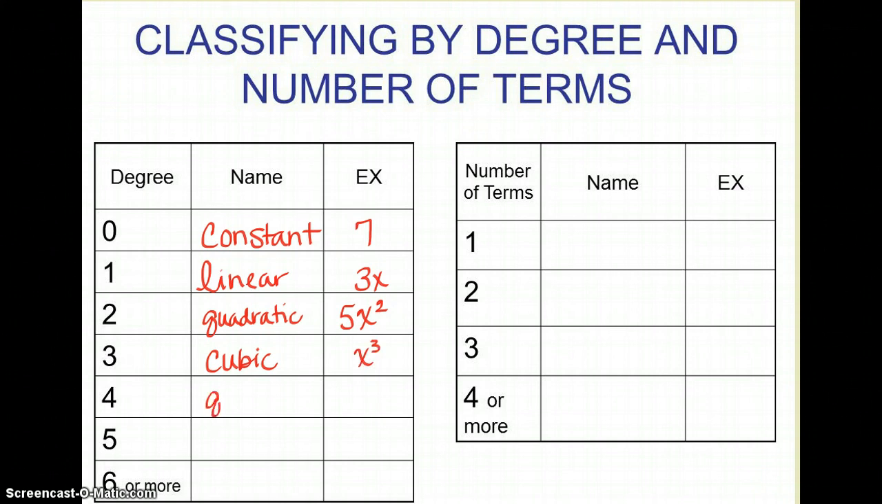A fourth degree is called a quartic polynomial. Just think of 4 quarters in a basketball game or 4 quarts in a gallon, right? So quartic might be 6x to the 4th. Then 5 is quintic.